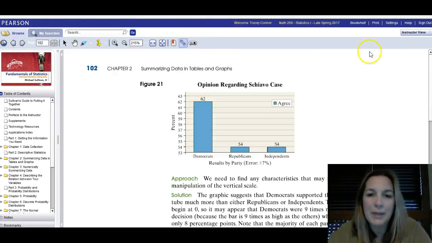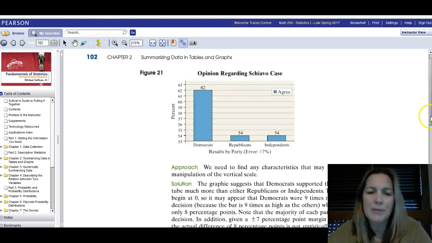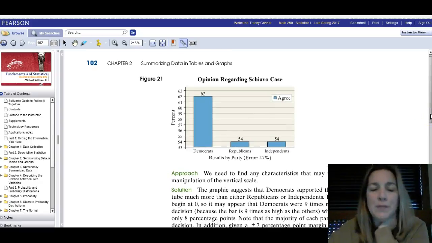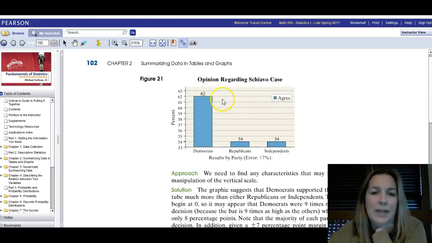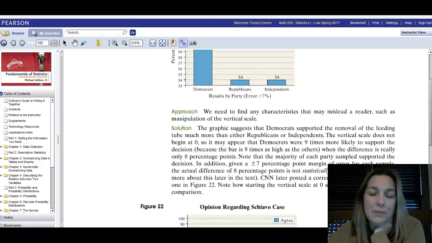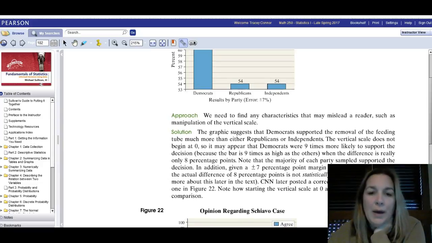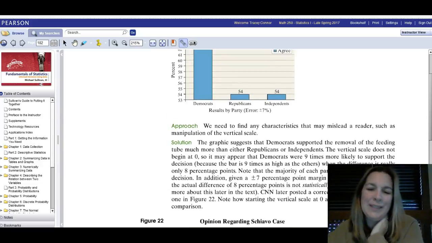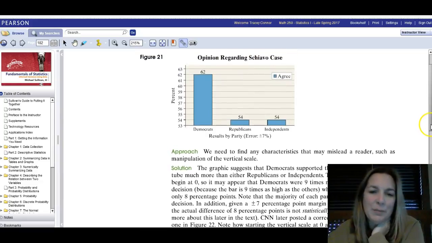So if we go to the next page, this one here is the opinion regarding, I think, the Schiavo case. This was a very famous case. I believe it was about taking a woman off life support. And they were saying that the Democrats were leading here with 60%, and they supported the removal of the feeding tube, whereas the Republicans and independents weren't very much for it, or had a lower percent.